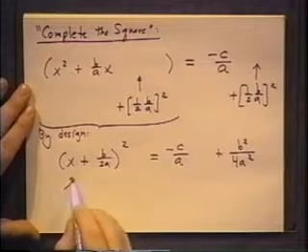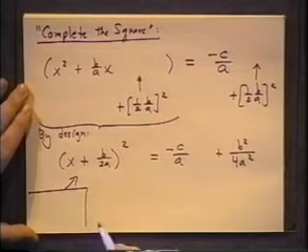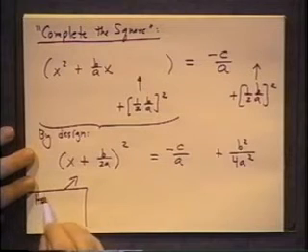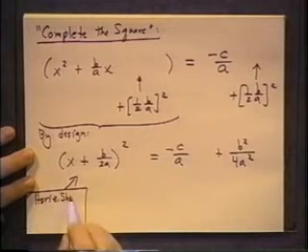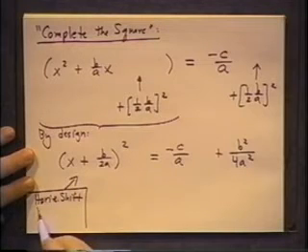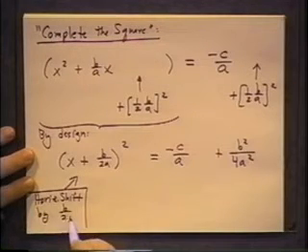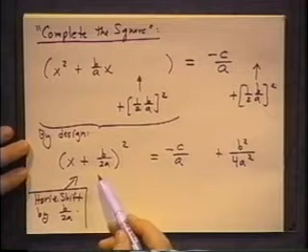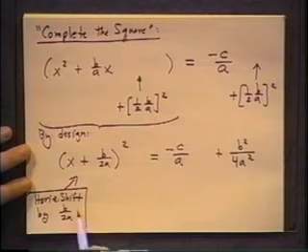And I might just make a little side note here, since we're here, to remind you. Look what this looks like. This is a horizontal shift. Remember those? A horizontal shift by the amount b over 2a. So that's a horizontal shift. I just wanted you to recognize that that's what you have in front of you.